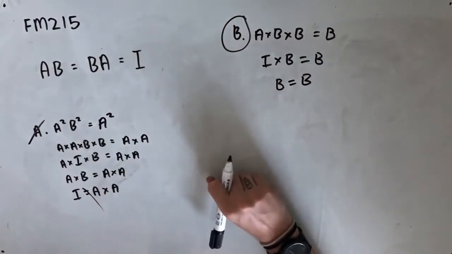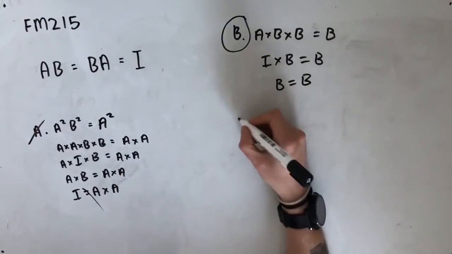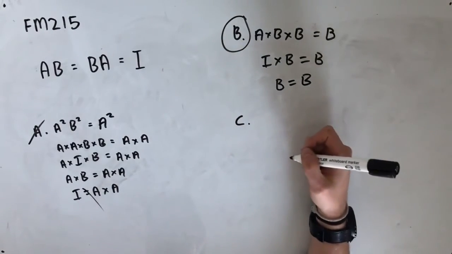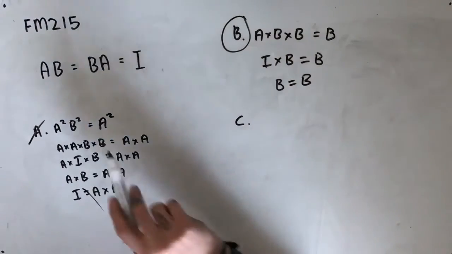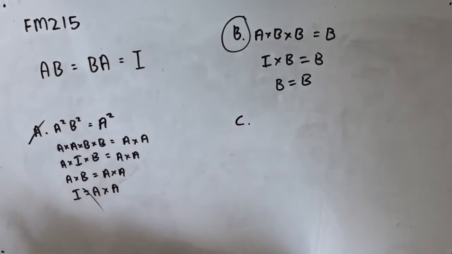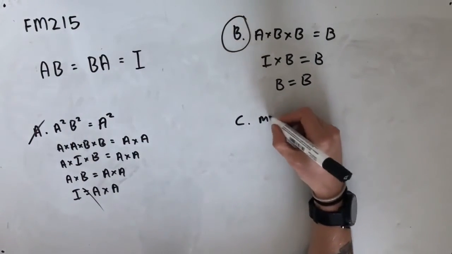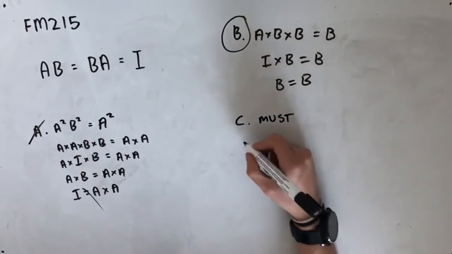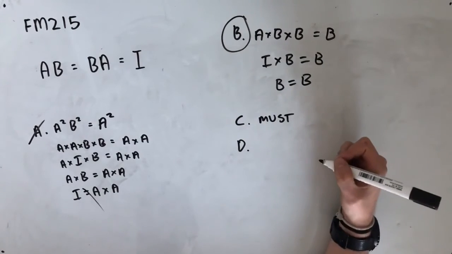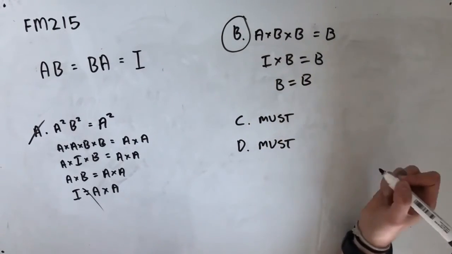It's a good habit for us to go through and check C, D, and E anyway. So C says A does not have an inverse. Well, to be honest, it must in order for it to follow the rules that we've been given to begin with. A does have an inverse, and it is B. The same goes for option D, which says that B does not have an inverse. B does have an inverse, and it is A.